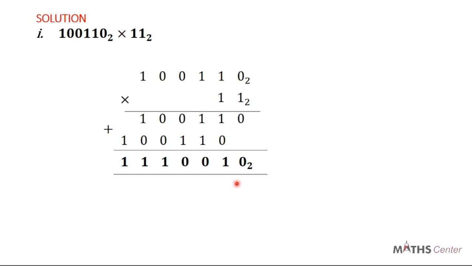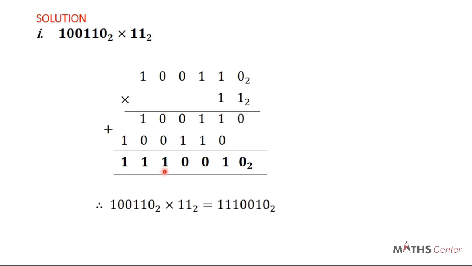If you are having problem following this, there is another alternative to this. All you need to do is to convert this number here to base 10. So convert 1 0 0 1 1 0 base 2 to base 10. Convert 1 1 base 2 to base 10. Multiply the answer that you get. You are going to get your answer in base 10. Then convert that final answer to base 2. It is that simple. They are all going to give you the same answer.